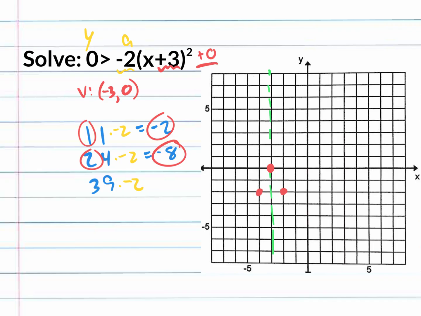Now, is this one solid or dotted? Dotted. Okay. Do I shade above, which would be on the outside, or below, which would be on the inside? Above. Why? Because that's a greater than symbol. So you shade above. So we are going to shade everything that's on the outside of this parabola.